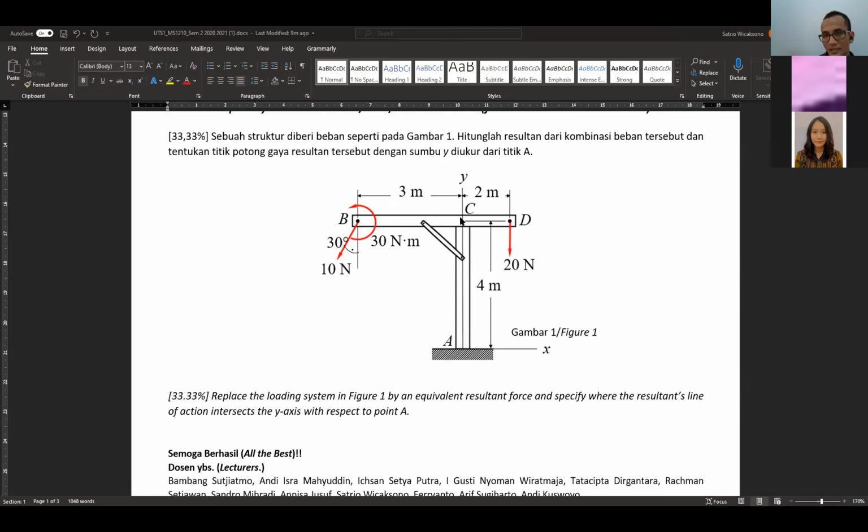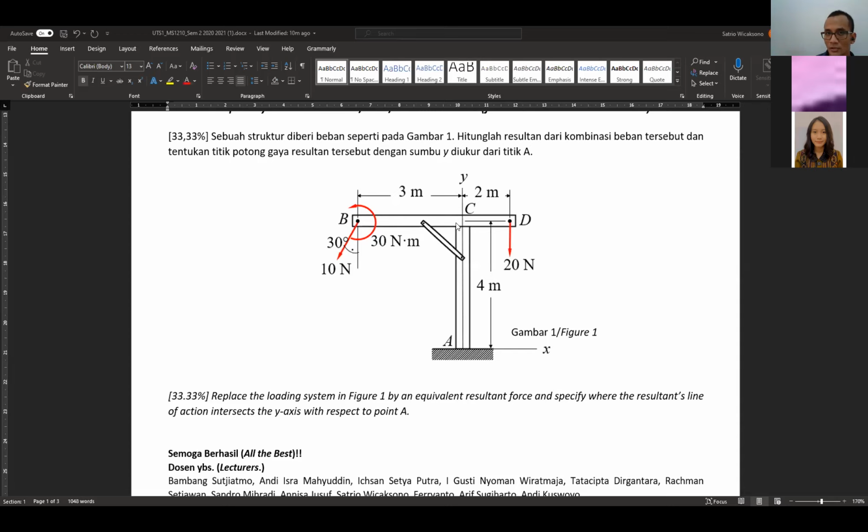Then what you have there will be 2 forces happening at point C, 20 newtons and 10 newtons, with a 30 degree angle. But at the same time, you have to handle 3 moments there. 30 Newton meters, that's the first moment. The second moment comes from moving the 20 newton force from D to C, and the third moment comes from moving the force from B to C. So in total, you have 2 forces and 3 moments.